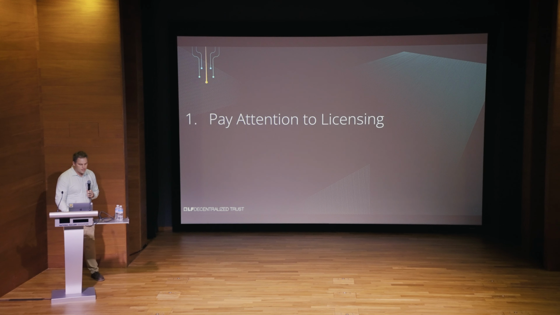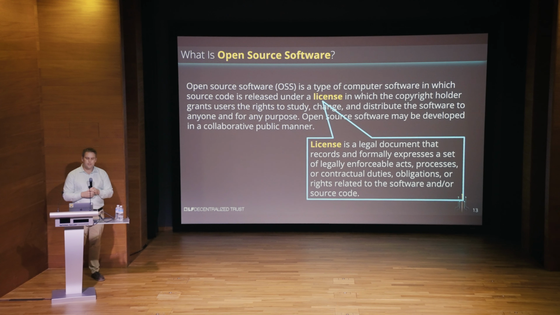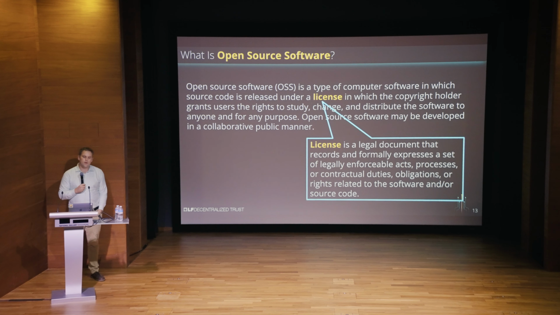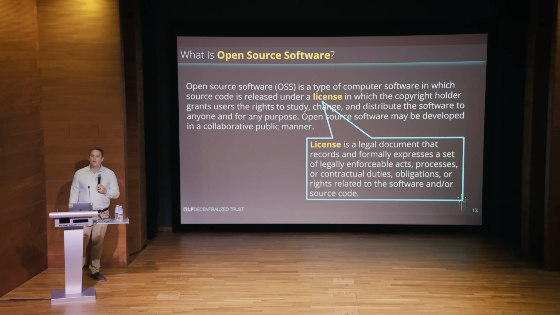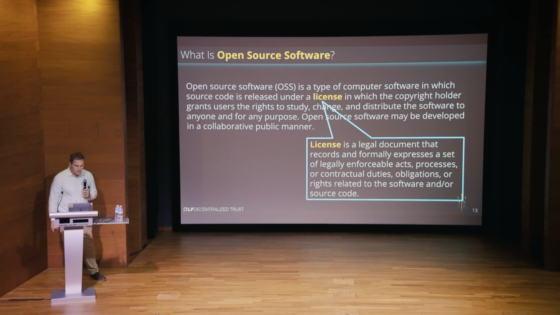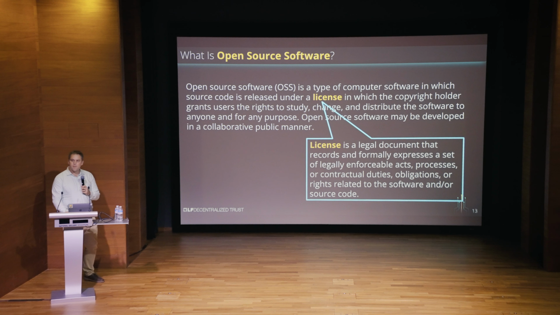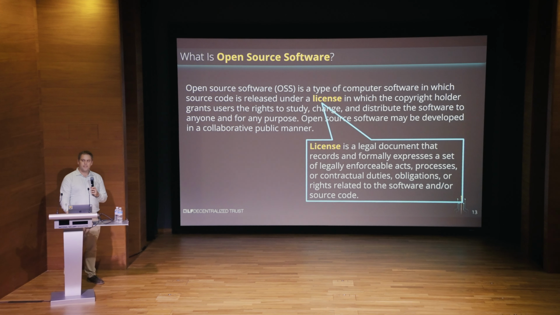So the first thing I want to mention, and I asked this question earlier, is to pay attention to licensing. Probably the most critical thing in open source software is the license, right? It's just a legal document that records and formally expresses a set of policies around the code. I know we have some cryptographers in the audience that probably think licensing is the most boring and useless thing ever. But I have to tell you, it is important and you do need to pay attention to it.